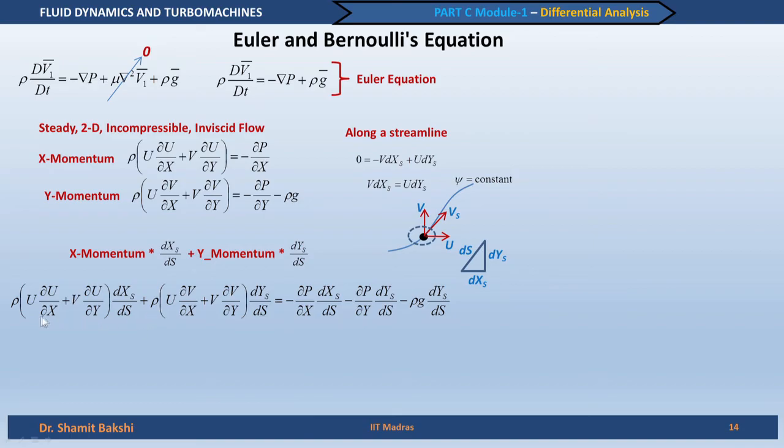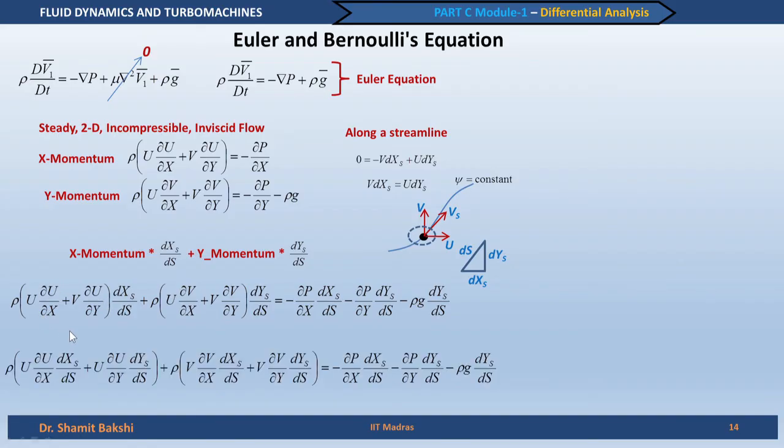For example, if you look at this equation, this is just directly plugged in from here. You have this term u del u by del x, and if you take this factor inside, you have dx by ds. On the other hand, here you have v del u by del y. Now, if you club this v and dx_s, it is u into dy_s. So, why do not you replace this v dx_s with u dy_s? Because then this expression becomes very simple. We will see what it becomes in the next line.